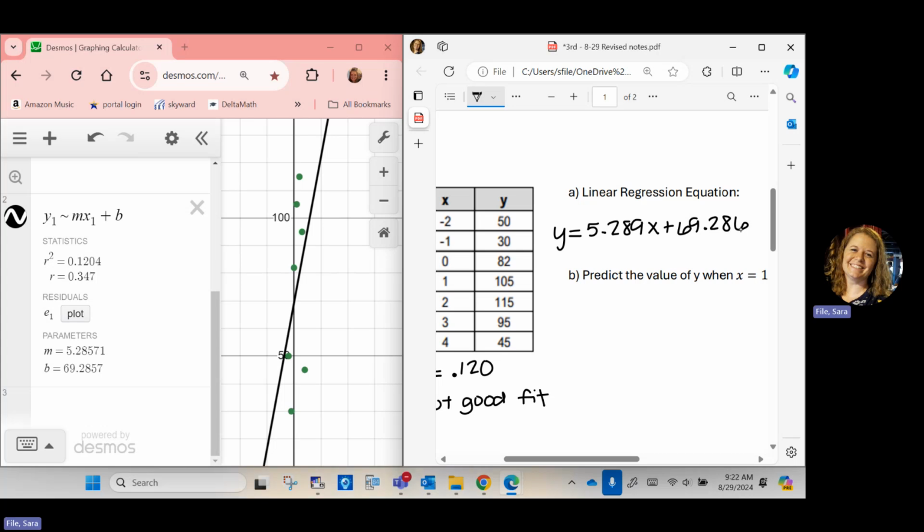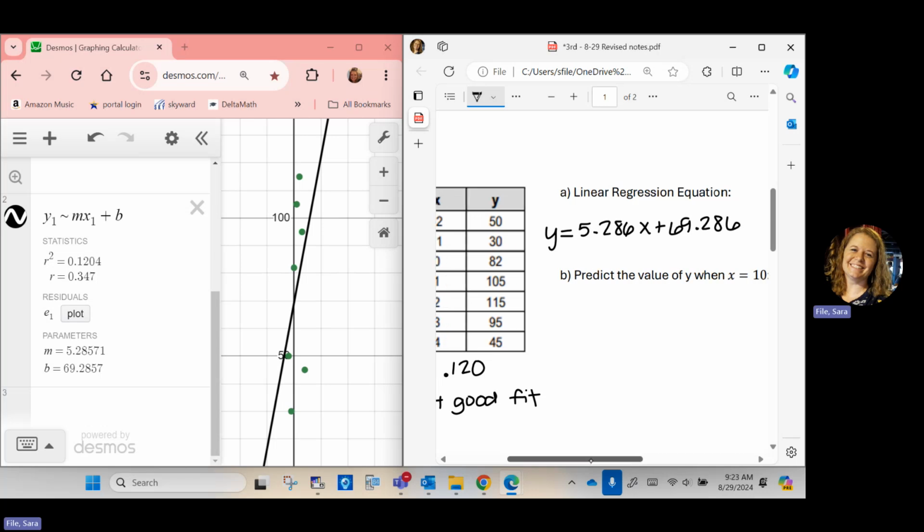Oh, hang on. Y'all didn't call me out. Call me out when I make mistakes. I rounded this wrong, my M value. That's 5.286. So they're both 0.286.